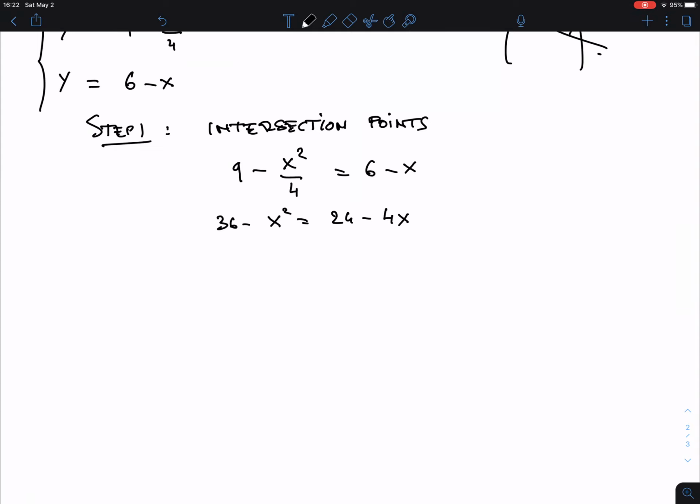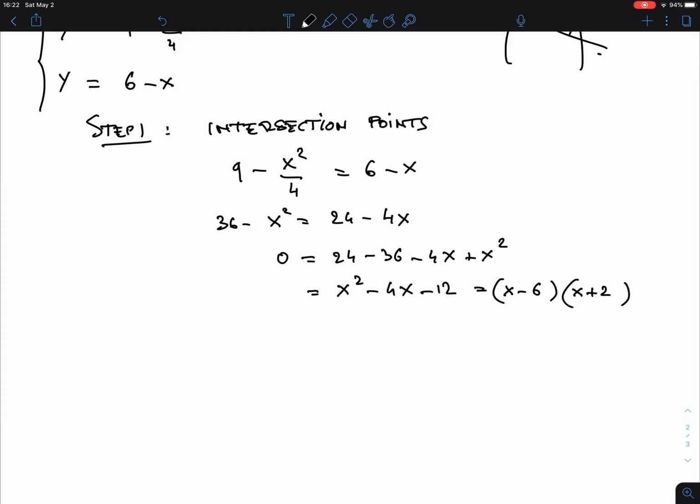I hope you can see how to do this, right? So that is 0 equals 24 minus 36 minus 4x plus x squared. Now I'm going to write it the usual way, with the highest degree first: x squared minus 4x, and that is minus 12. So I need two numbers that multiply to negative 12 and add up to negative 4. I think negative 6 and plus 2 do the job, right? Yes, okay. So we put this equal to 0 and find the solutions by the zero product property.